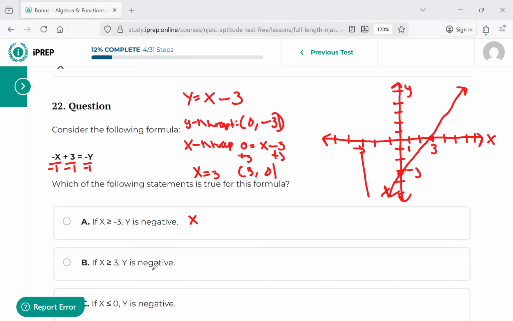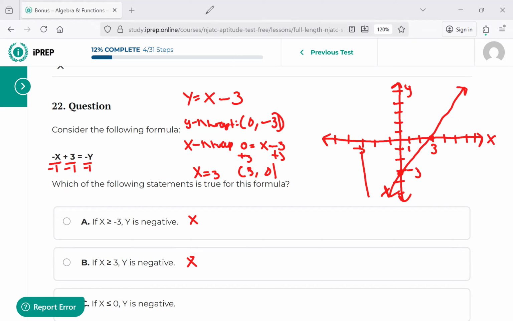What about B? If x is greater than or equal to 3, then y is negative. So locate where 3 is. If 3, the y is positive. 4, the y is positive. 5, the y is positive. It's always going to be positive no matter what.